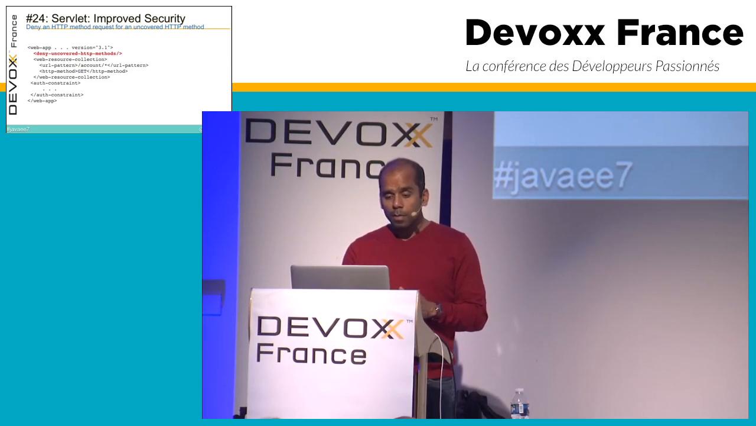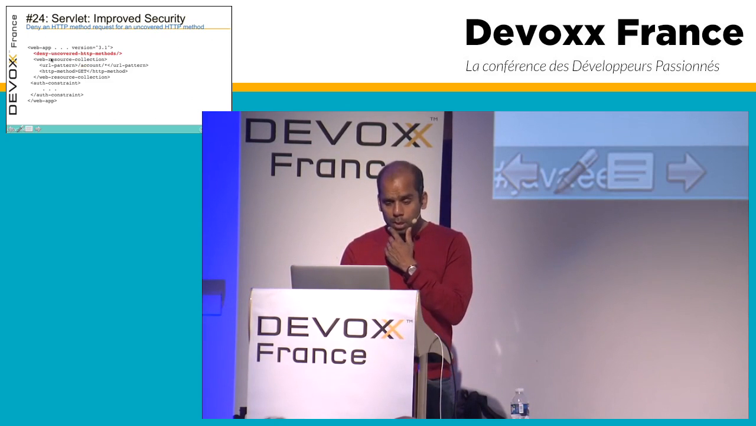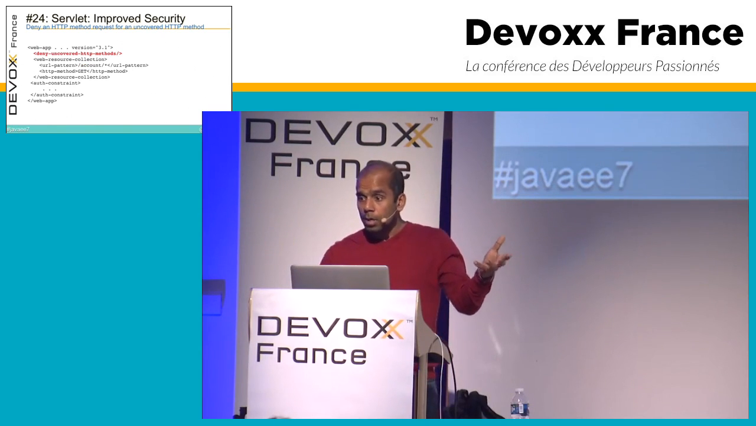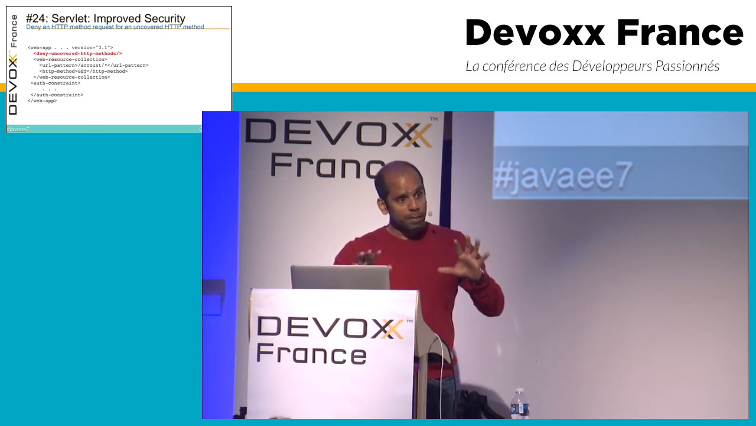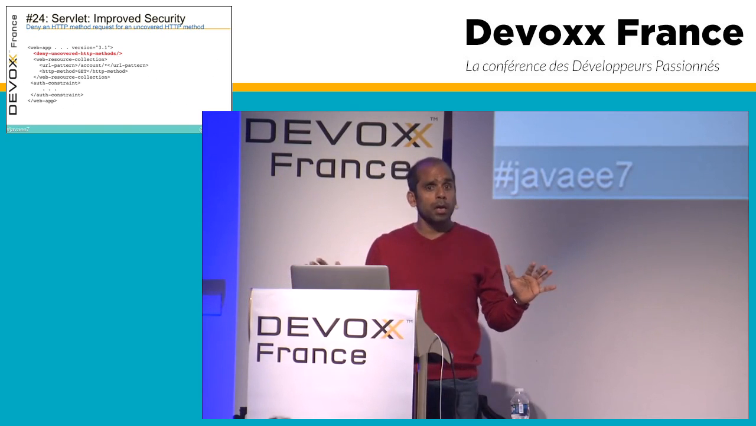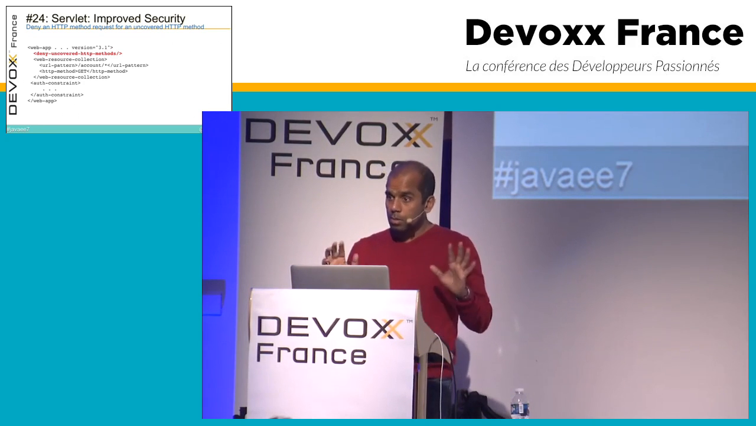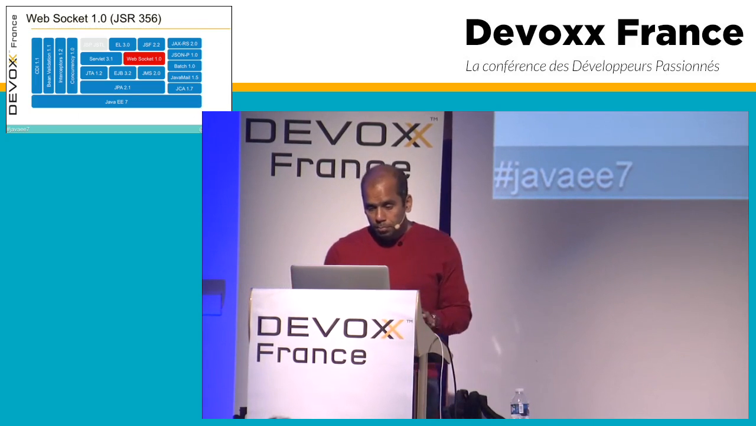Now here, what we've done is we've added a new element called deny uncovered HTTP methods. So in my previous case, if GET is covered, all other methods are uncovered. So now what I'm saying is, by default, just deny any uncovered methods from being accessible. Just that simple element does it. There is no corresponding annotation for that.